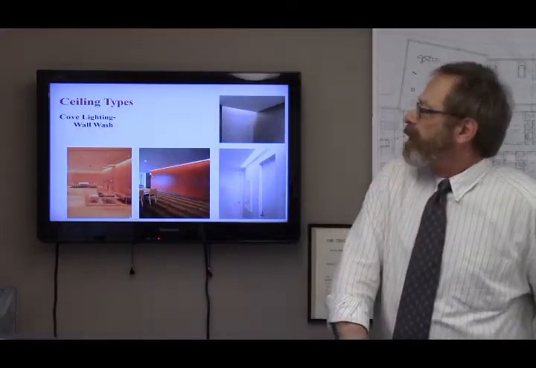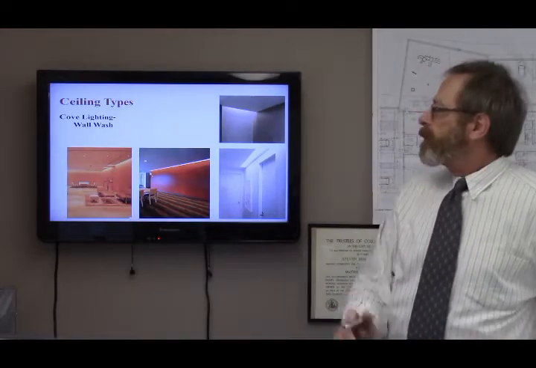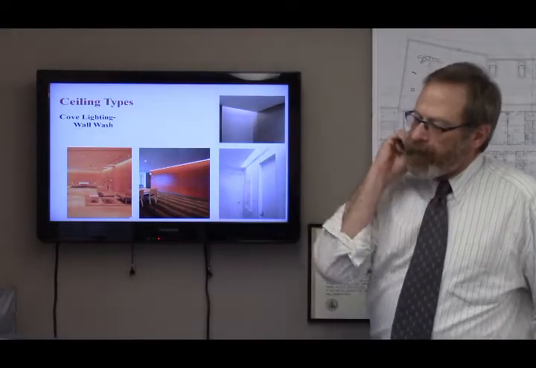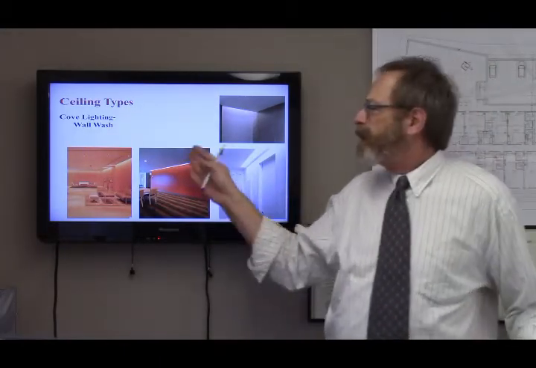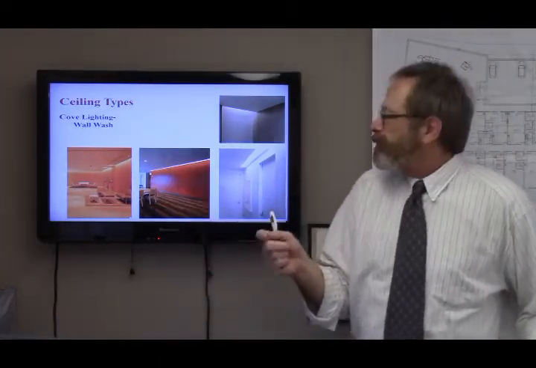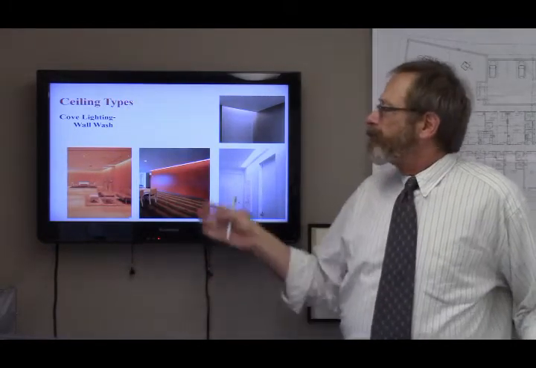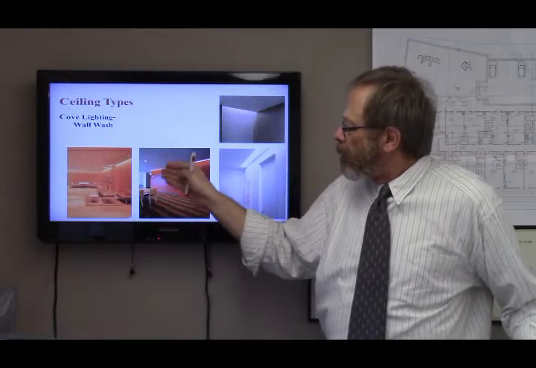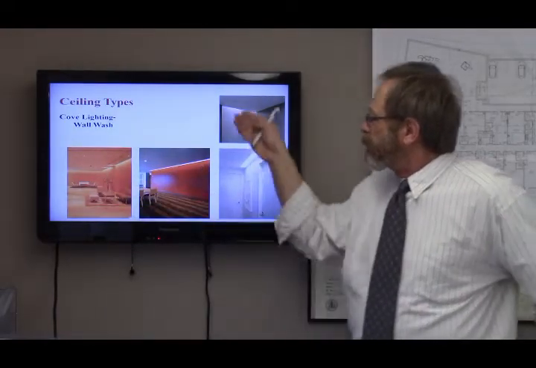We have light cove wall wash. So it's a cove or a niche embedded into the ceiling or integrated into the ceiling on the job for locating a light. In this case, it's a wall wash. The light in the cove washes down the face of the wall.